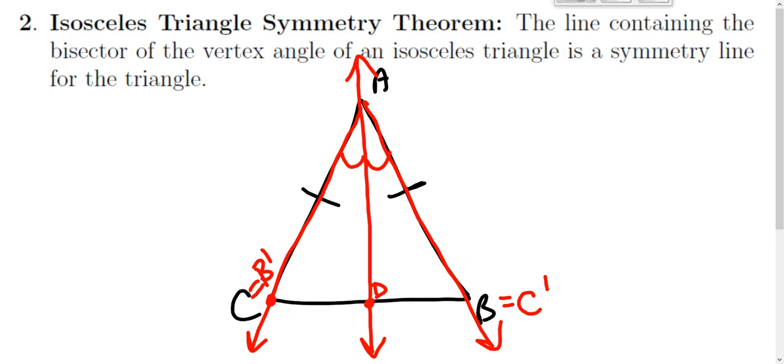So this becomes that symmetry. How do we know that this becomes that? By collinearity, actually. We know that C and D and B are collinear before the reflection, so B prime and D prime and C prime are collinear after the reflection, so this segment ends up there and this segment ends up here. So we know that the line containing the bisector of a vertex angle of an isosceles triangle is a symmetry line for the triangle.